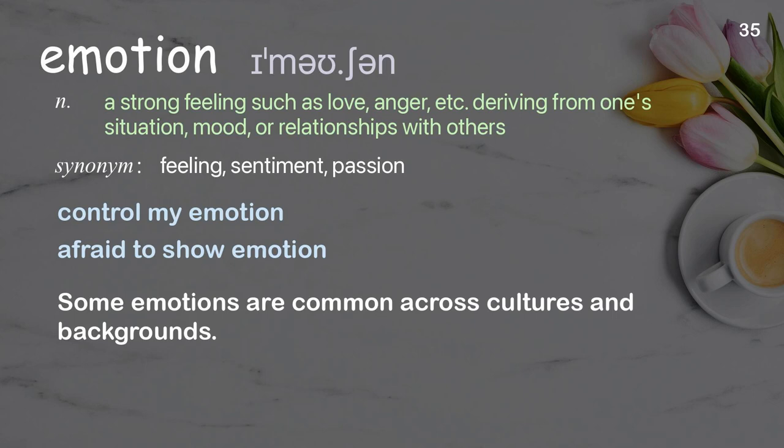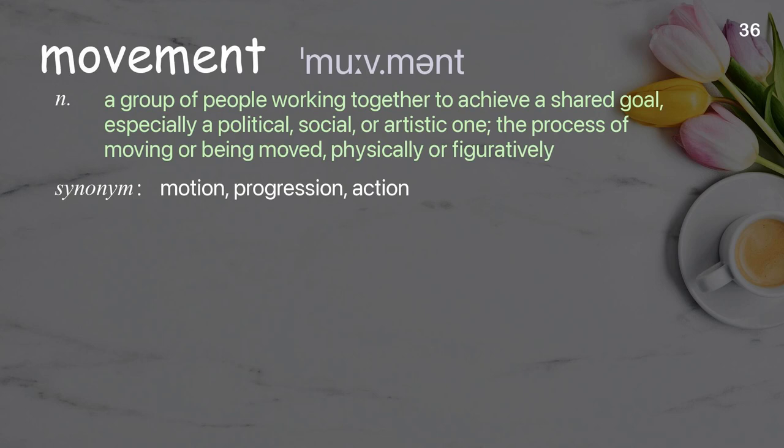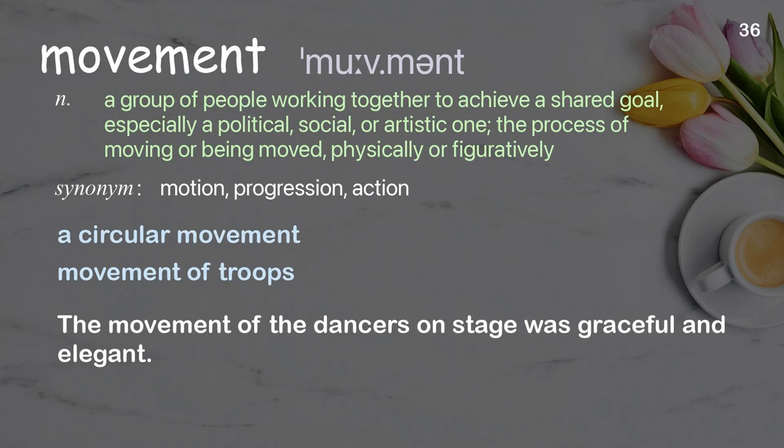Movement. A group of people working together to achieve a shared goal, especially a political, social, or artistic one. The process of moving or being moved, physically or figuratively. Examples. A circular movement. Movement of troops. The movement of the dancers on stage was graceful and elegant.